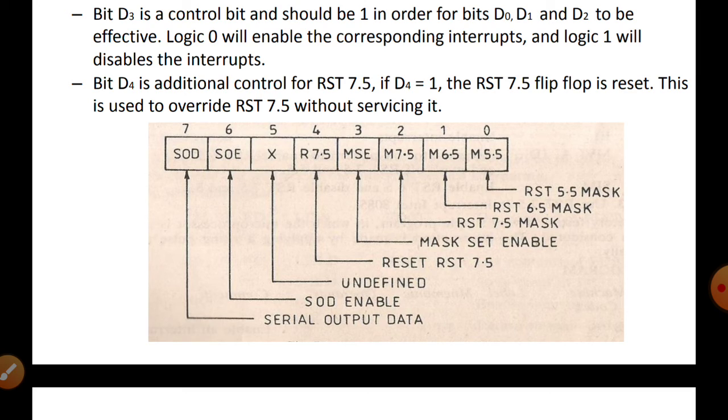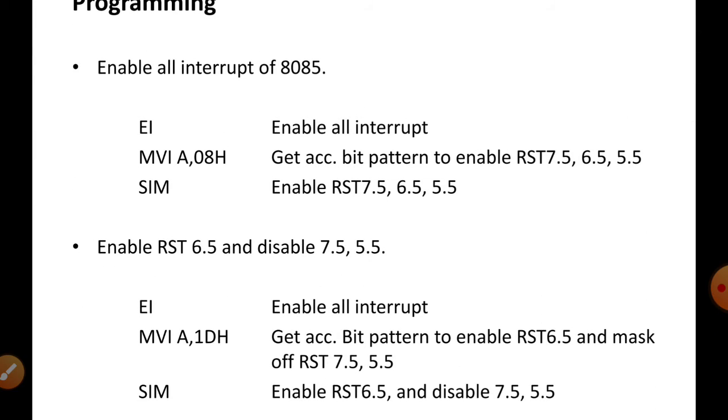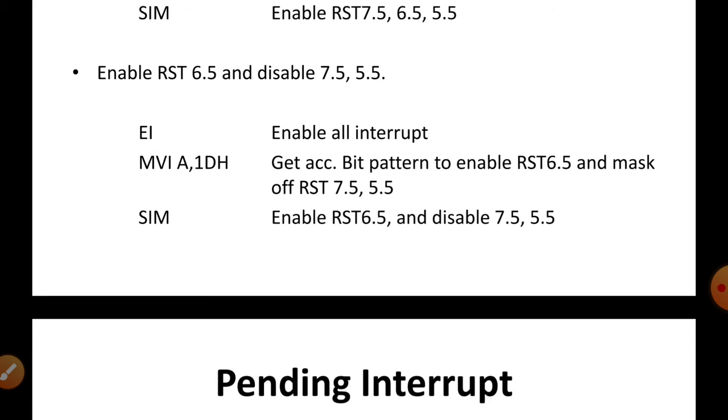D5 is not used, so whether it is 0 or 1 hardly matters, since it is not concerned with the serial input output. So all these will be 0. So if we want to enable all the interrupts, we put 08 into the accumulator.